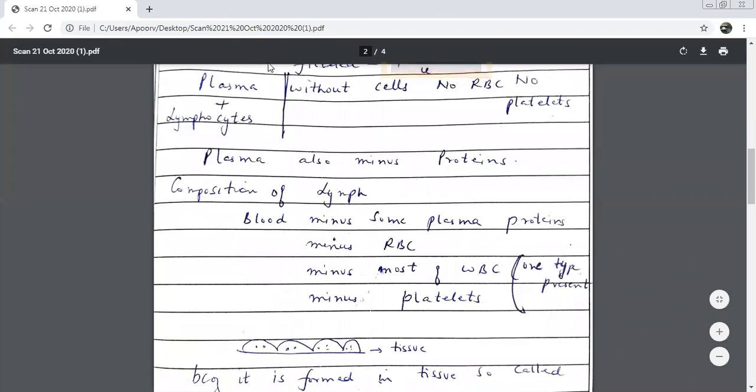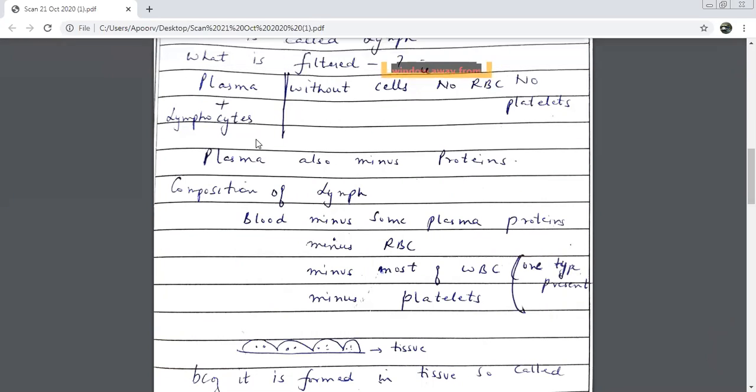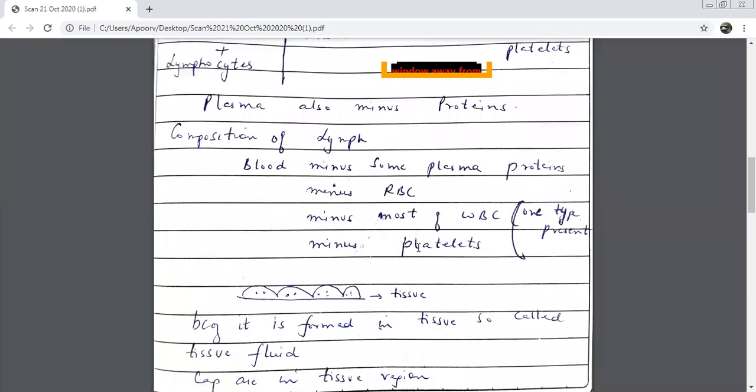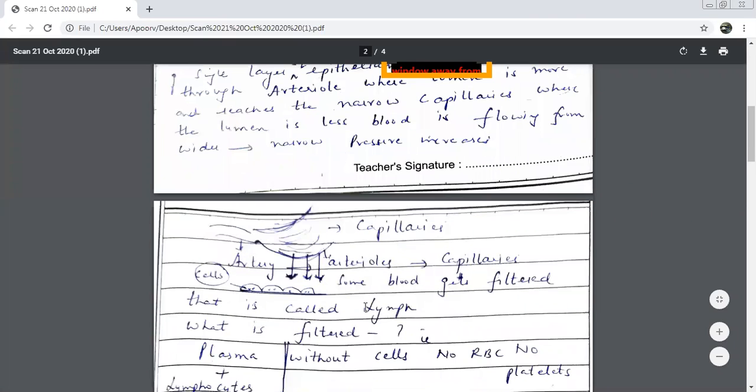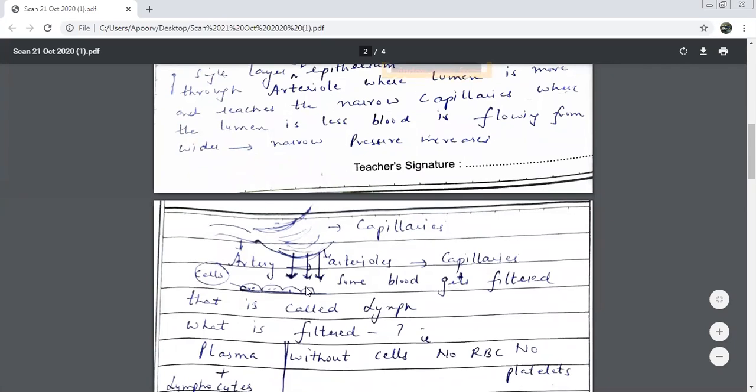So basically the blood which is coming out from the capillaries has only two things. Plasma and lymphocytes. This is the main composition, and these are the things which it does not contain. If you see, when it oozes out, let's look at the figure again. From here, because of high pressure, it filters out through the capillary wall and oozes out, and it will fall on the cells of the adjacent tissue.